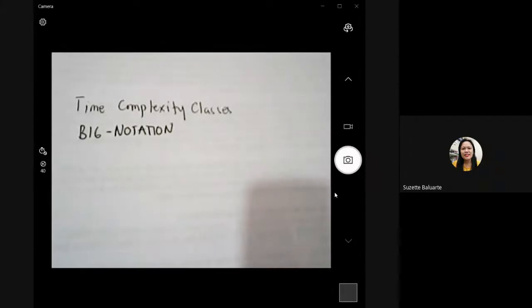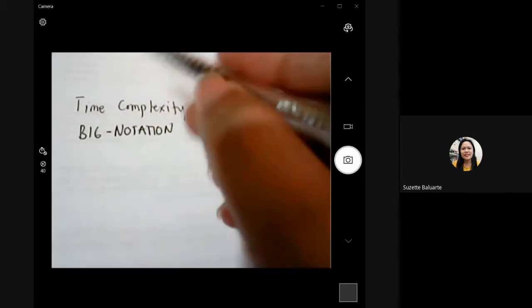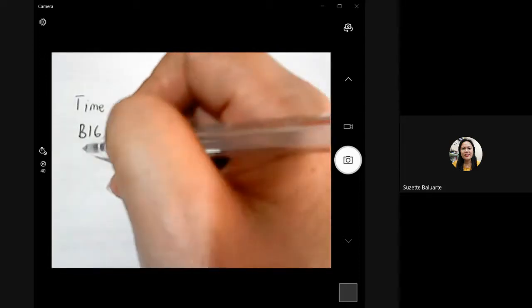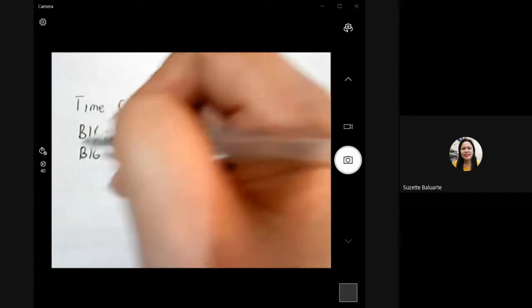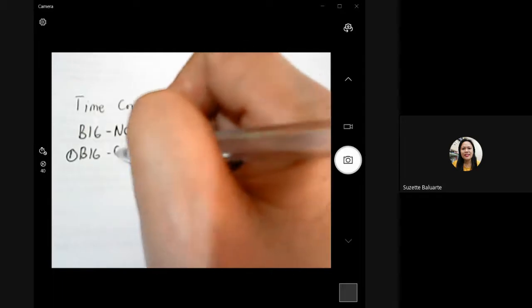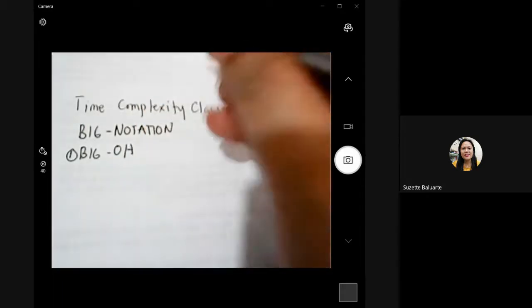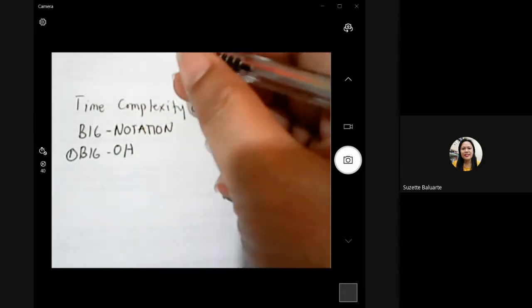Omega, and theta. Okay? So, we will review. You have to reread or read what is big O, big omega, and theta notation. So, it would be big O, like that. And then, big omega.